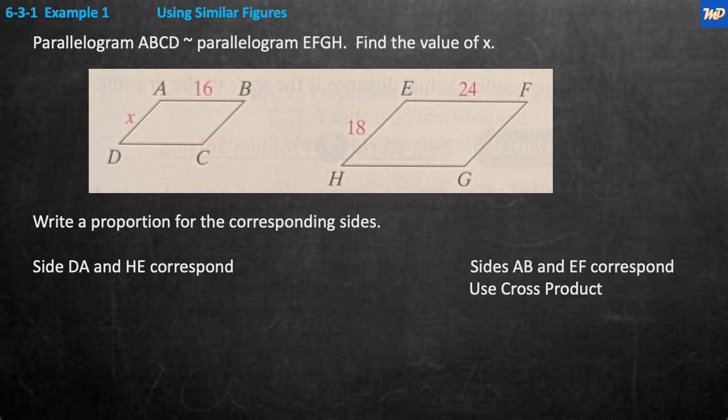Okay, example 1, using similar figures. We're given that parallelogram ABCD, this one here, is similar to EFGH, this one over here. Right here it says that they are similar. So what does that mean? It means that the angles are identical and that the sides are proportional to each other. So we can write a proportion for the corresponding sides. And we're going to want to find the value of x.